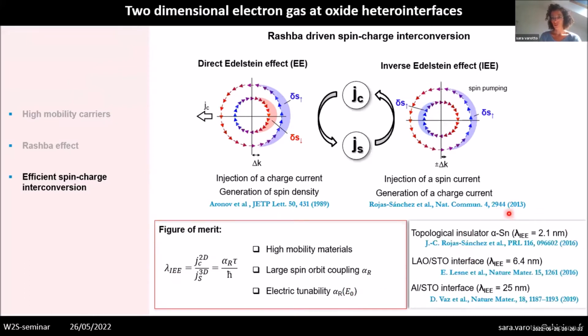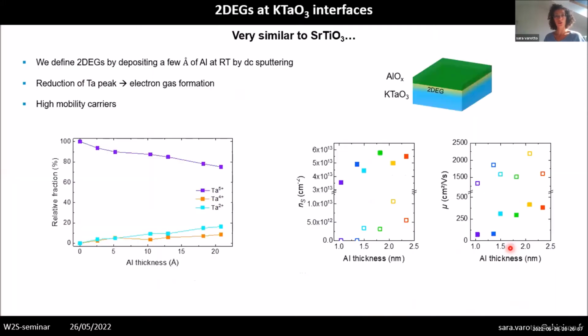Here, I just want to show the values of lambda for different systems, actually the highest values of lambda that are reported in the literature. So we have, for instance, LAO/STO, of 6.4 nanometers, and the record value of an aluminum/STO interface, which reaches 225 nanometers. Okay, so in my talk, I want to show you the results that we achieved in another system than strontium titanate, which is potassium tantalate, and I will show you why.